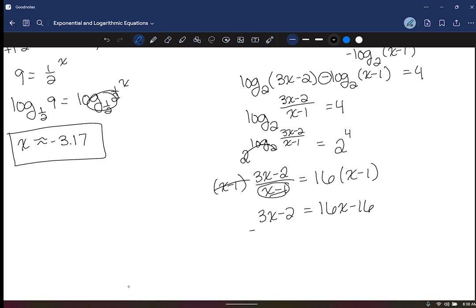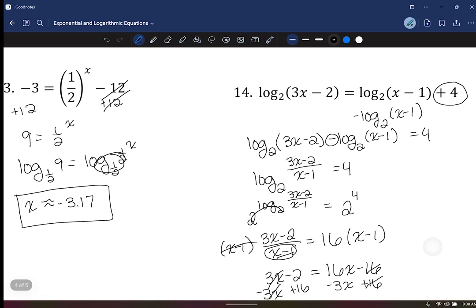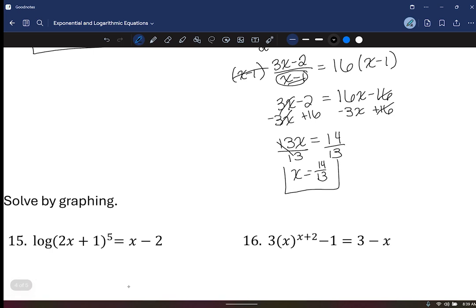Now I'm just solving, so I'm going to subtract 3x to get that with my 16x and add this 16 to get that with that negative 2. So that gives me 13x is equal to 16 and negative 2, which gives me 14. Divide by 13. So x is 14 over 13, so a little over 1. So just make sure that if you were to plug into this log and this log, that would not give you a negative number. It doesn't, so that is your answer.